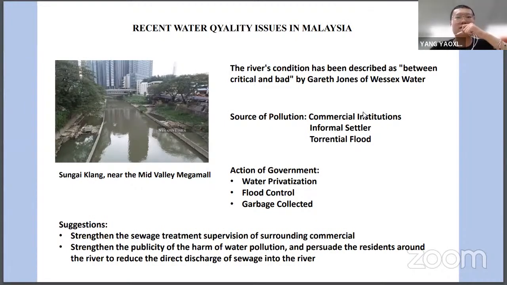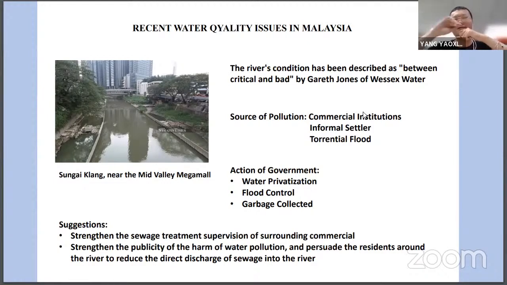I think the source of the pollution may be from these three: commercial institutions, informal settlers, and terminal floats. I also found that the government does something for this river, such as water privatization, flood control, and garbage collection.